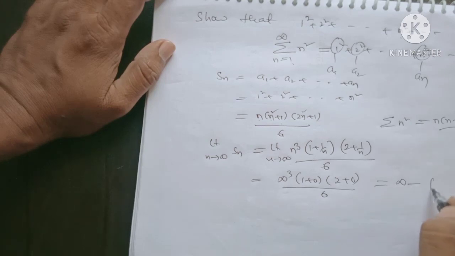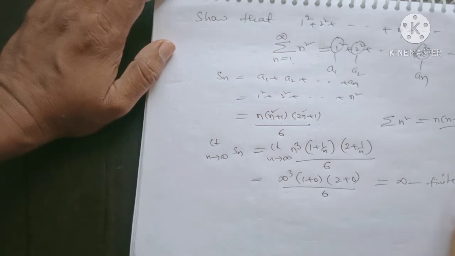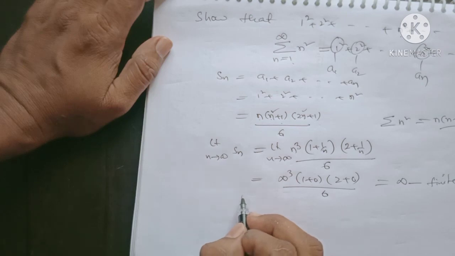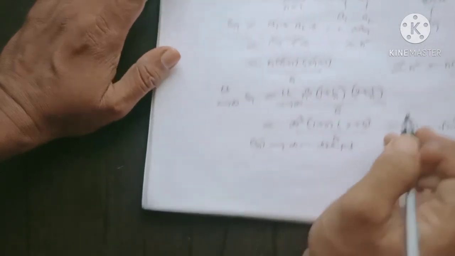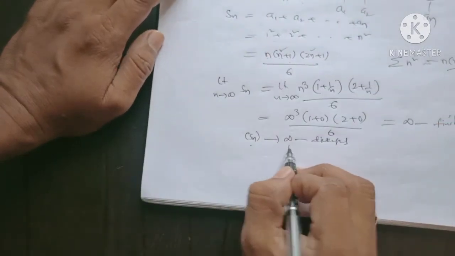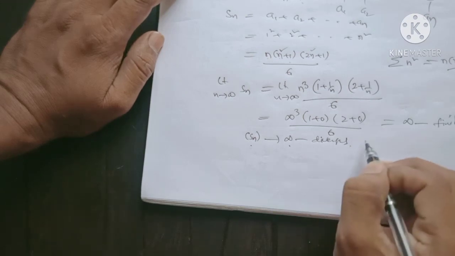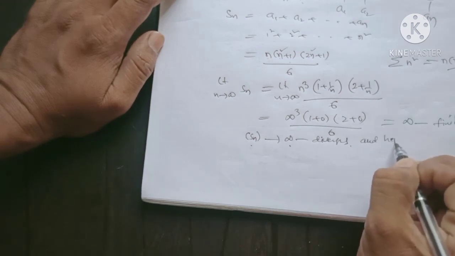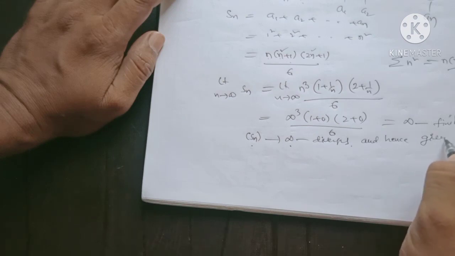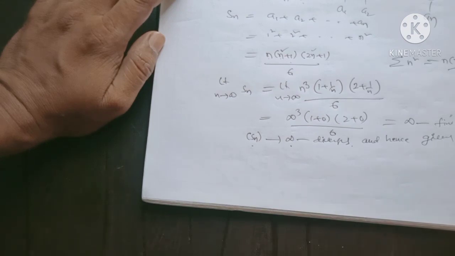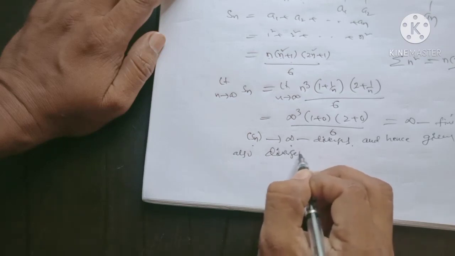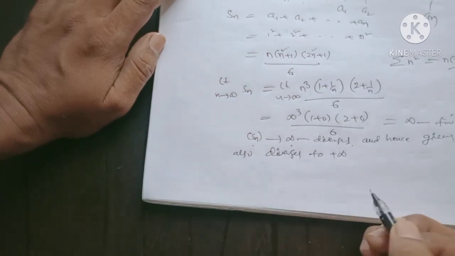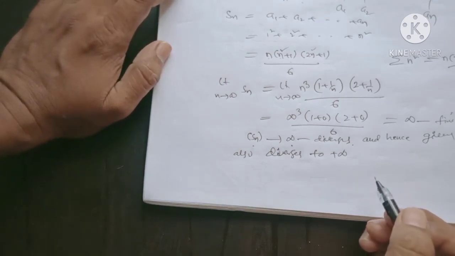So it is not a finite real number, it is an infinite quantity. So the sequence of partial sums Sn diverges to plus infinity. The sequence of partial sums of a given series diverges to infinity, and hence the given series also diverges to plus infinity.